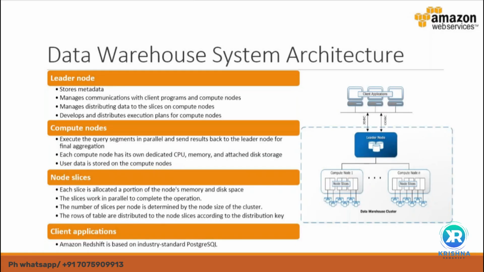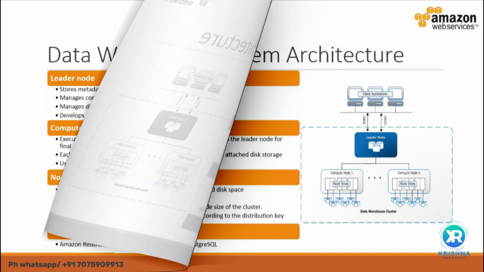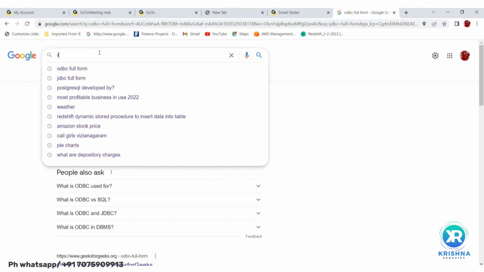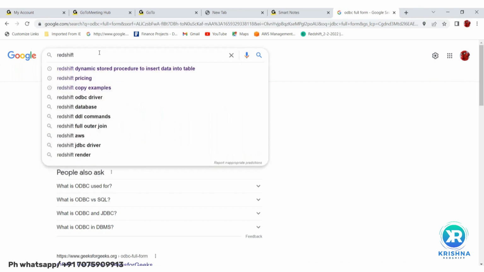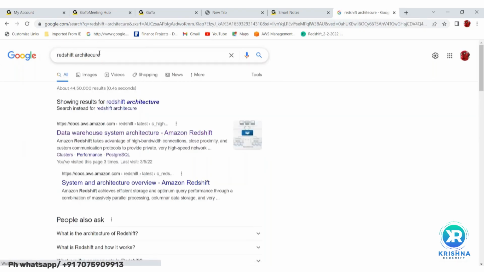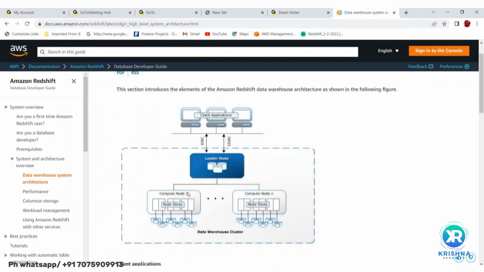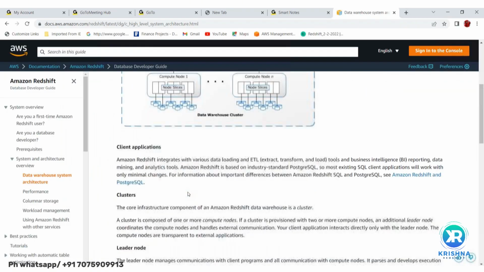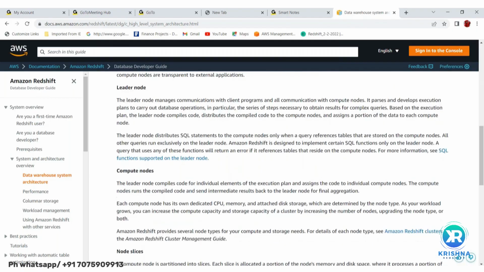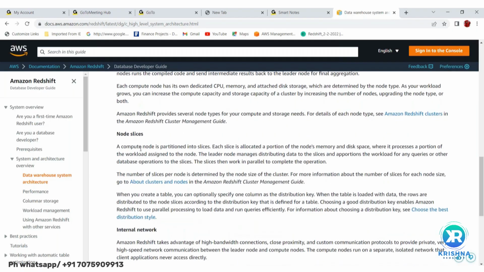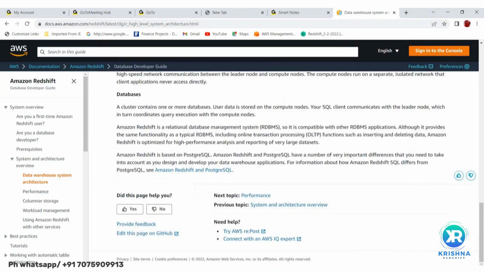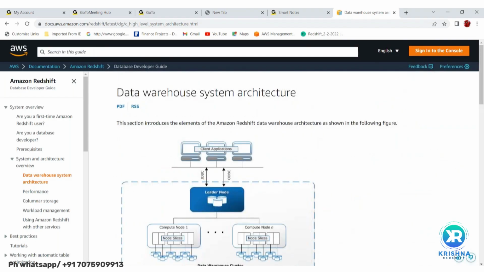Just type in Google Redshift architecture and you will get the AWS documentation. This slide is from there only. Everything that I am showing is available in the documentation, don't worry. See here, the same diagram, docs.aws.amazon.com. You open it and study from there. Here it also explains about the leader node, compute node, node slices and all. If you have more doubts, just ask me tomorrow.